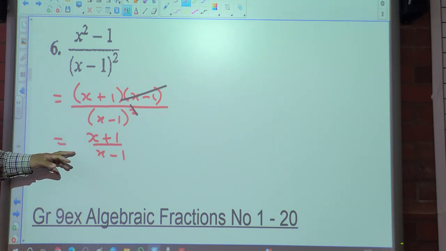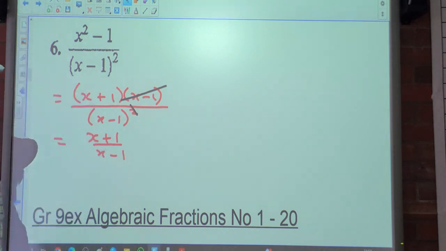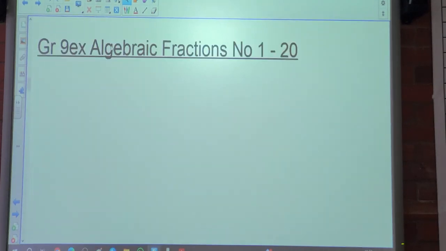How many terms are here? One term. Also known as what? Polynomial. You got any confusion here? No. Let's do number 7.